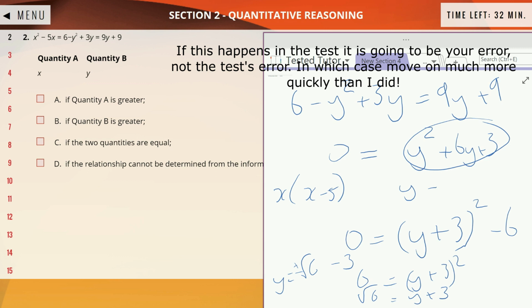Root 6 is about 2.4. So 2.4 minus 3 is about negative 0.6. Could use a calculator, but I can't be bothered. And negative 2.4 minus 3 is negative 5.4 roughly. So those are the two solutions. This is a fancy method called completing the square. I don't think I've done a video on it.